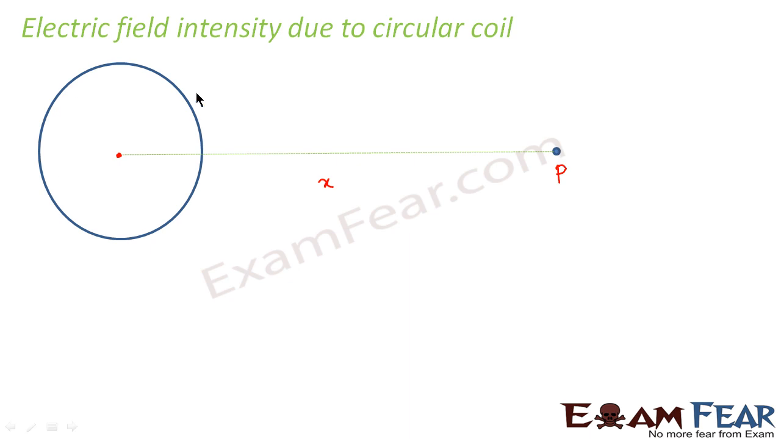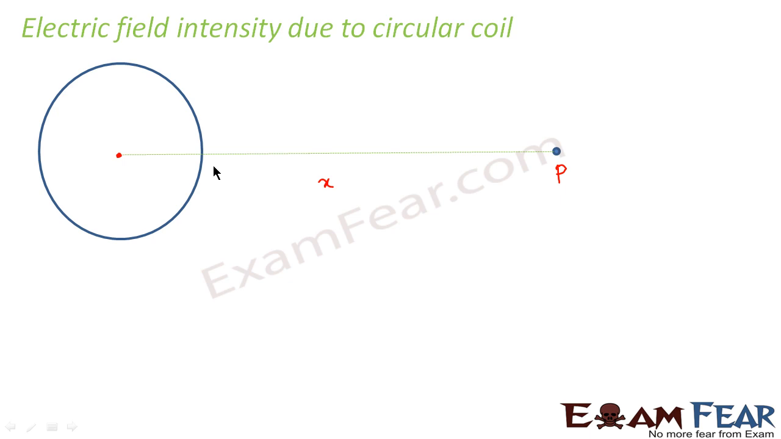So here also, how do we find the electric field due to this entire coil? The approach always remains the same. We take a small element. That small element we consider as a charge, and then we find the electric field from that small element, and then we integrate that. So integrating a small element throughout the coil gives us the electric field due to the entire circular coil.